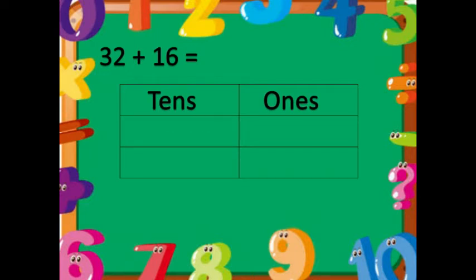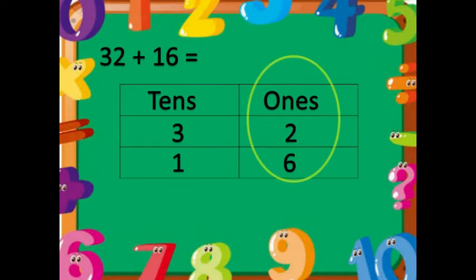Let's start with 32. 2 is in the place value of ones. So we will place 2 in ones and the 3 in tens. Next, in 16, 6 is in the ones and the 1 is in the tens. So in adding numbers, we should always start to add in the smallest place value, which is the ones. So 6 plus 2, or 2 plus 6, so 2 plus 6 is equal to what?